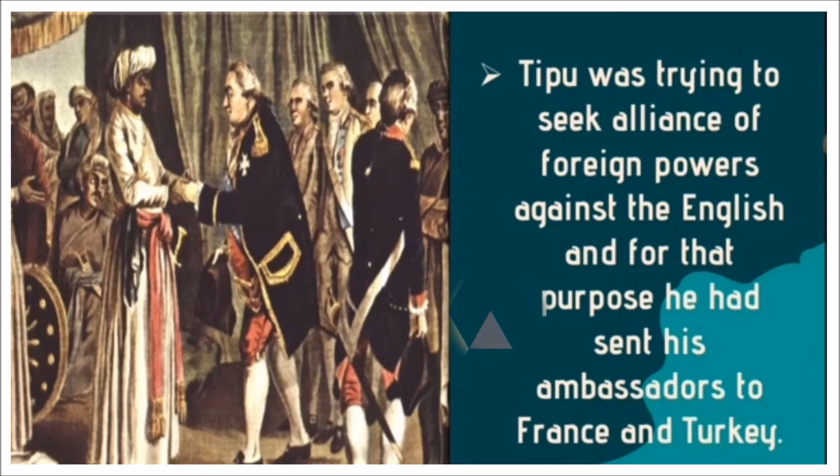Tipu was trying to seek an alliance, which means he was trying to ask for help from foreign nations such as France and Turkey.